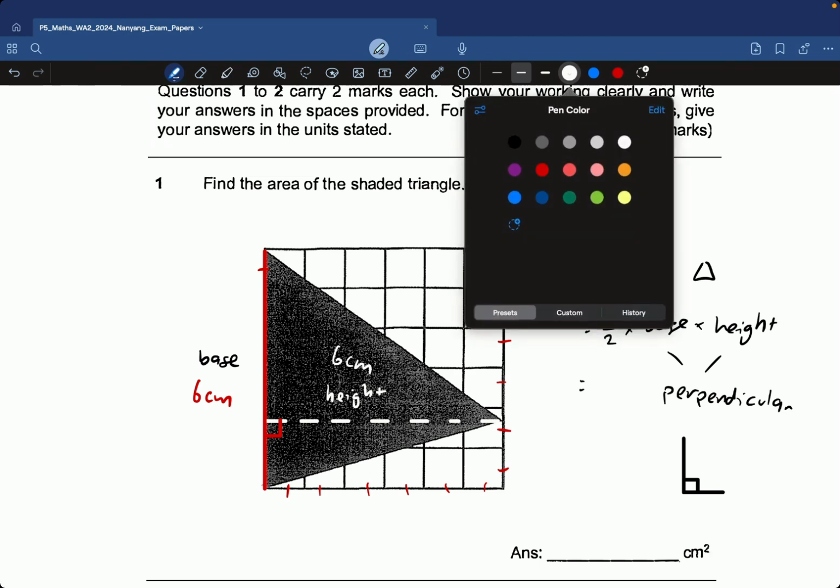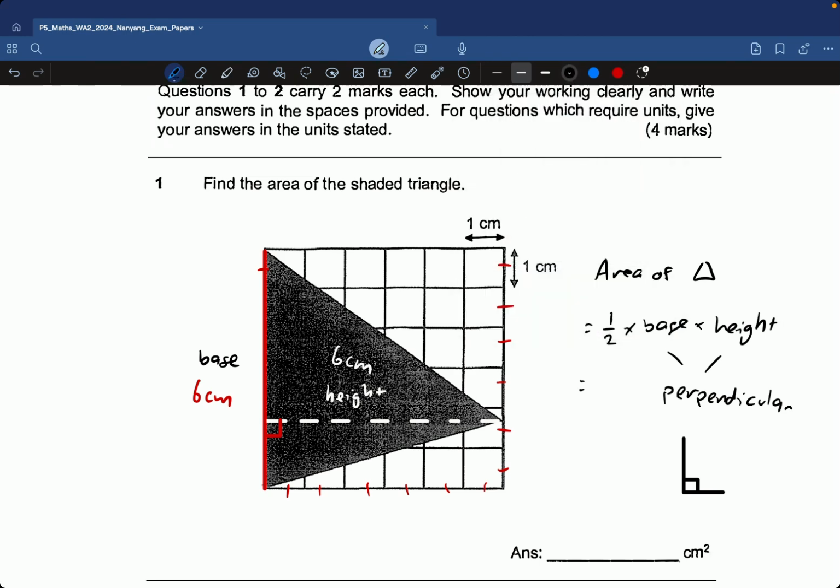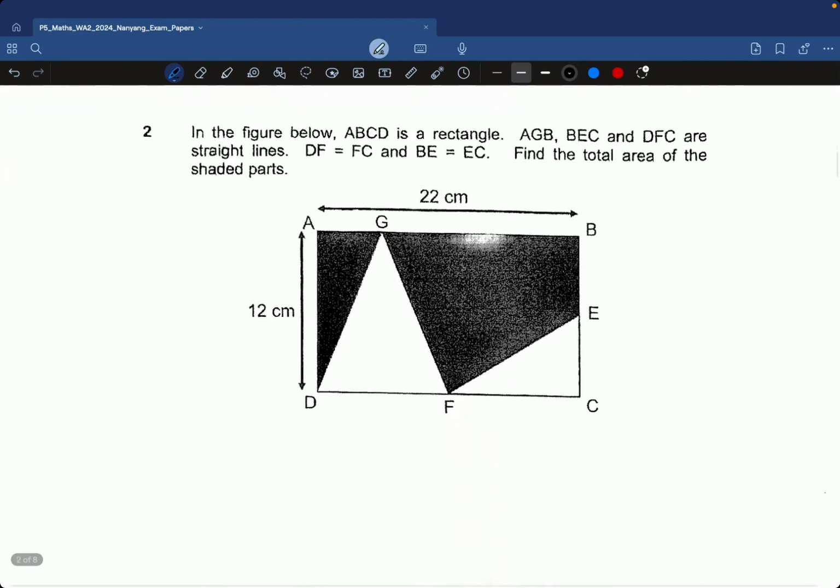So that means it's half times 6 times 6. If we cancel this to 3, this will be 18. So the answer is 18 centimeters square. All right, let's move on to the next question.